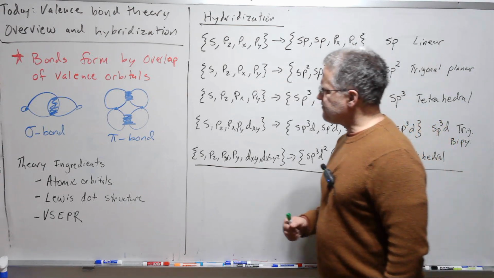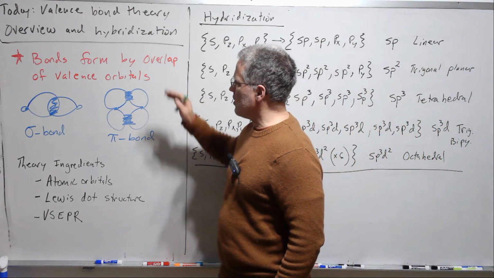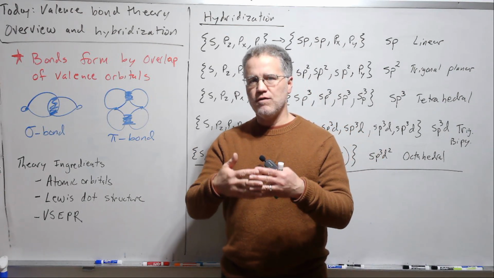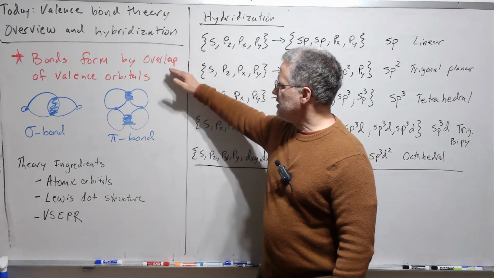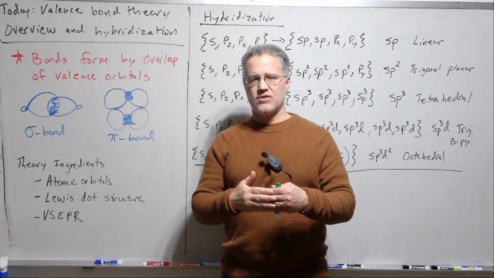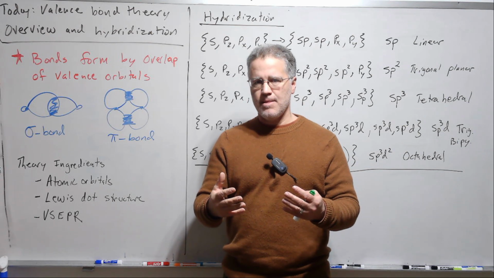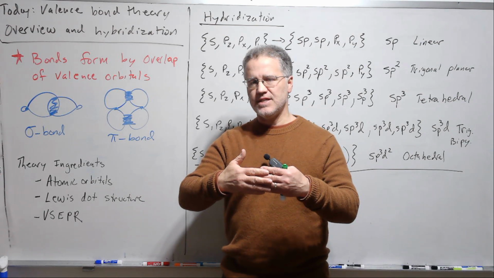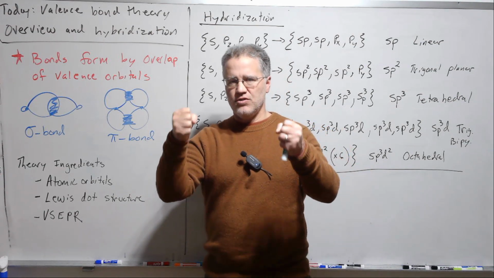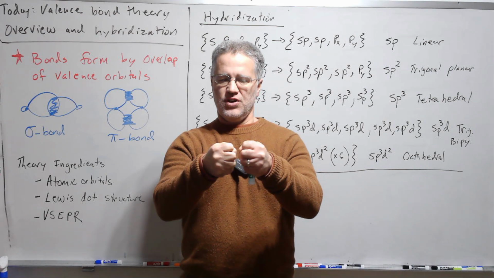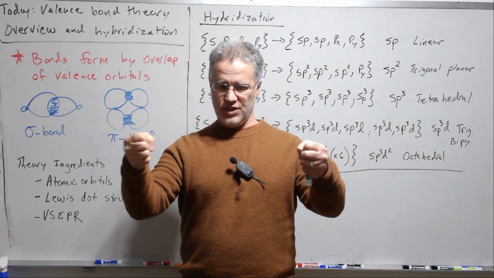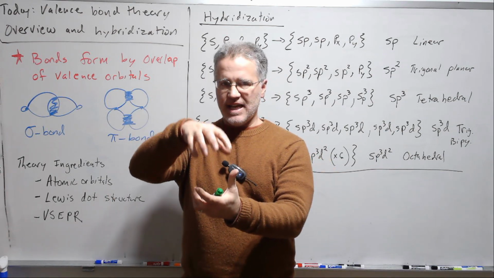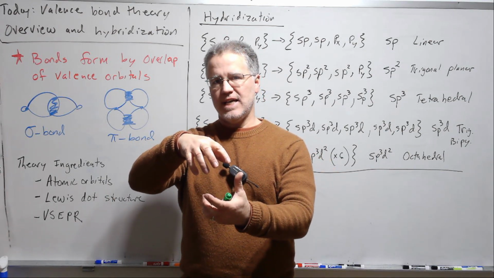All right, so the key idea for valence bond theory is that the bonds form by overlapping orbitals of the valence electrons. So we only care about the valence electrons, and we overlap those orbitals in order to put electron density between the nuclei. So the nuclei are positively charged, so they're going to have a repulsive force between them and want to push themselves apart. So we need to get some electron density in between those nuclei.